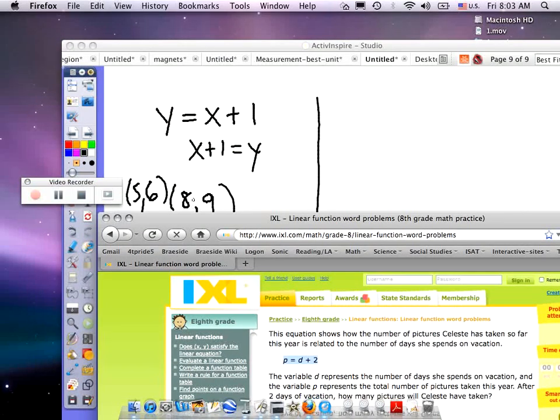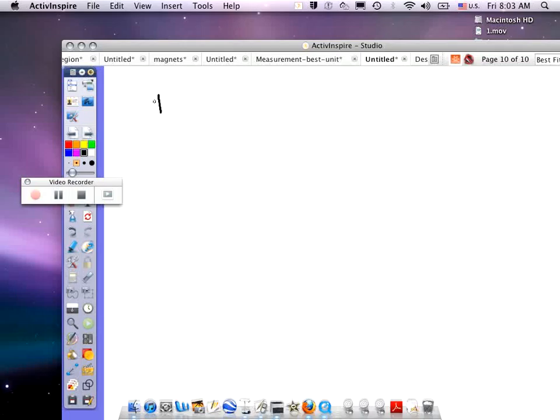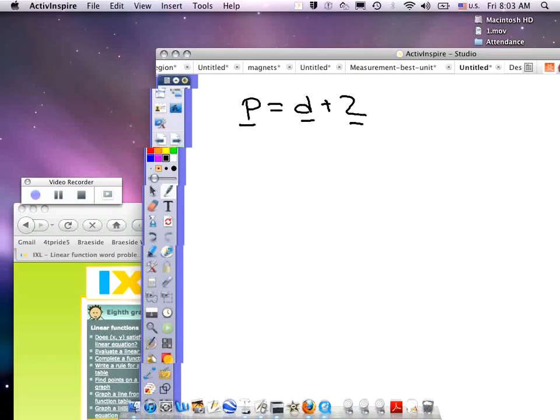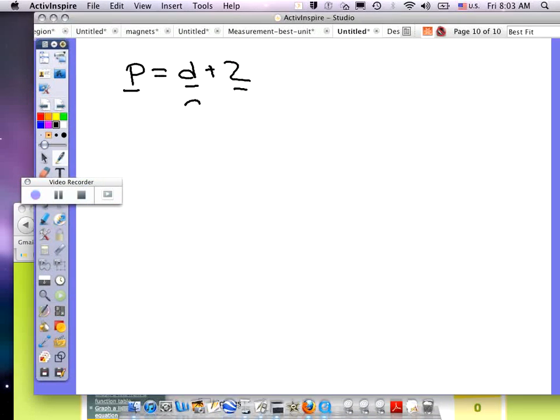Well, P equals D plus 2. So when P equals D plus 2, that means pictures is equal to the days plus 2. And the question asks about 2 days. So when D, or the number of days, is 2, what does the picture equal? Well, the picture would equal D plus 2. So the pictures would equal 4.